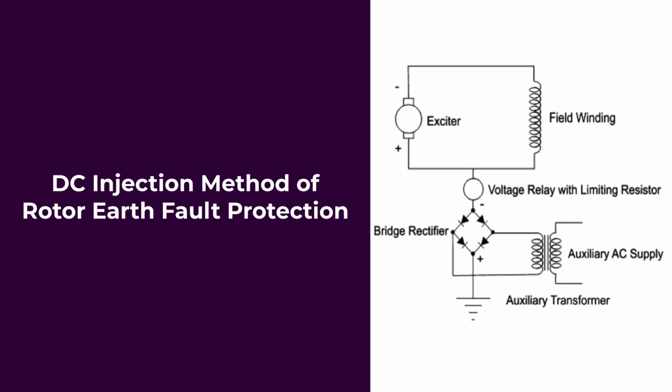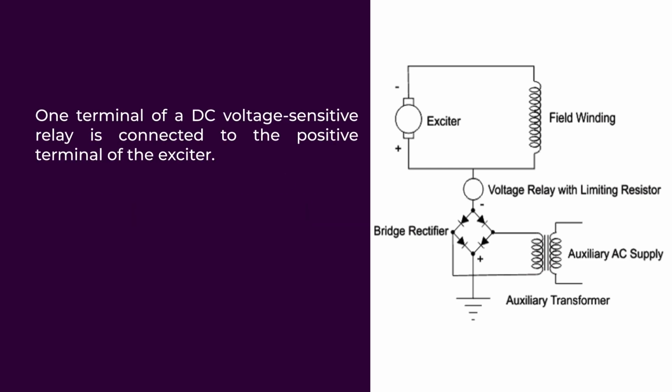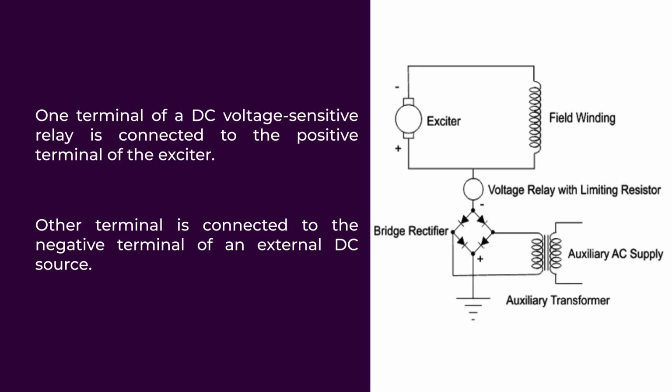For protection against the rotor fault, the DC injection method is used. In this method, one terminal of a DC voltage sensitive relay is connected to the positive terminal of the exciter and the other terminal is connected to the negative terminal of the external DC source. This DC source is provided by an auxiliary transformer with a bridge rectifier with its positive terminal grounded. It is also seen from the figure below.